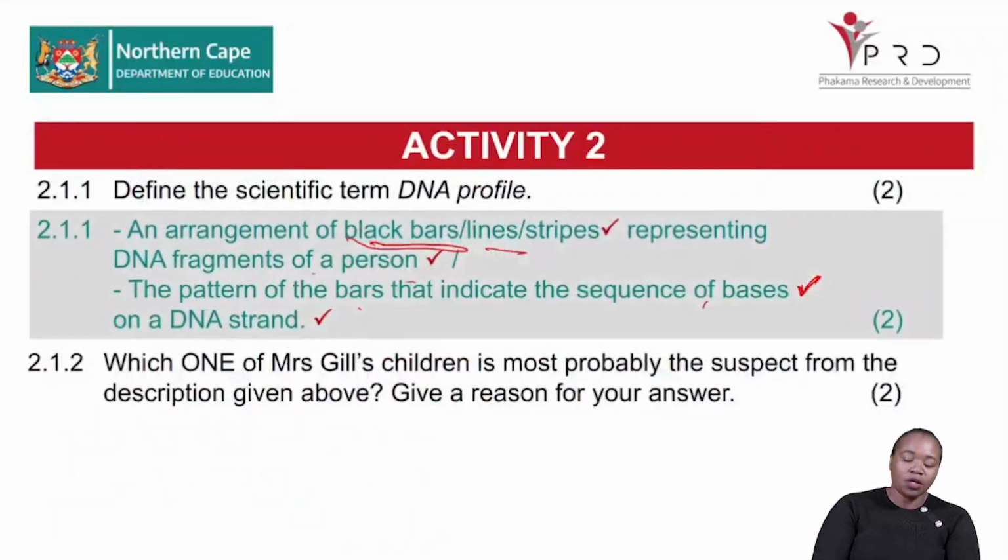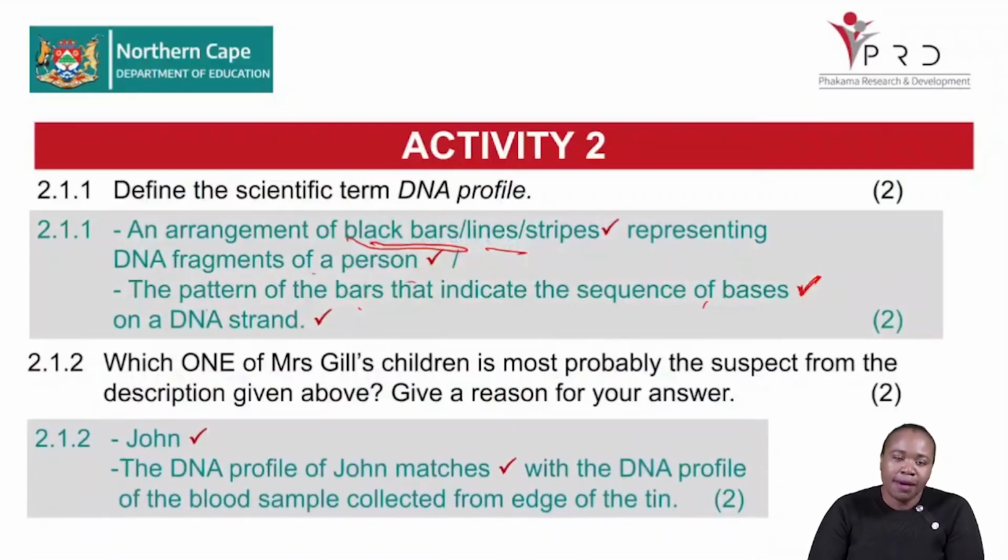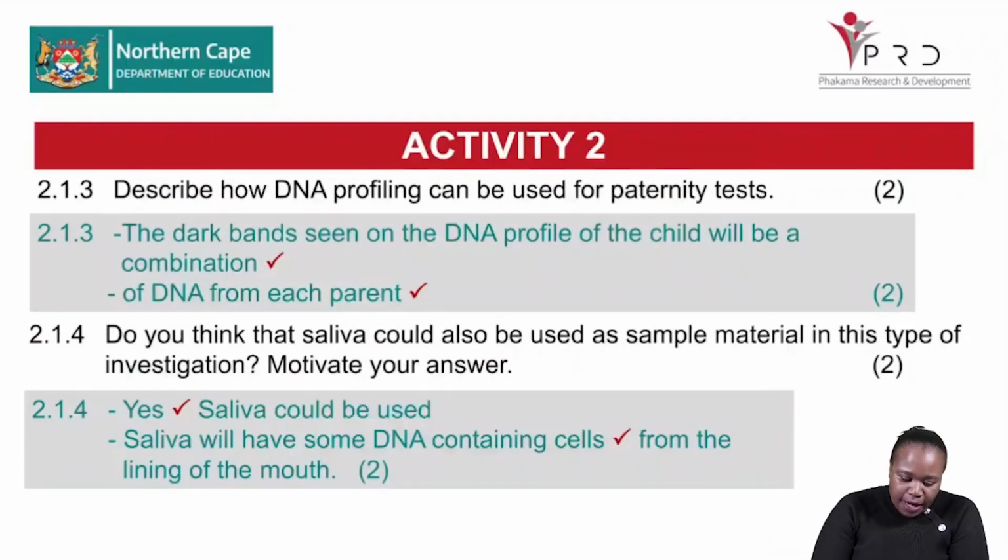So the reason here would be that all the bars on John's DNA profile are matching with all the bars from the blood stains that were obtained on the tin. The DNA profile of John matches with the DNA profile of the blood sample collected from the edge of the tin. Describe how DNA profiling can be used for paternity testing.